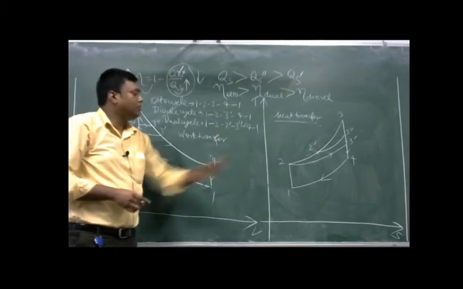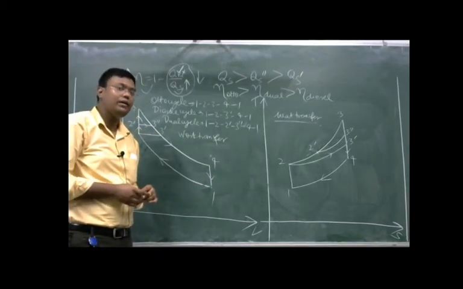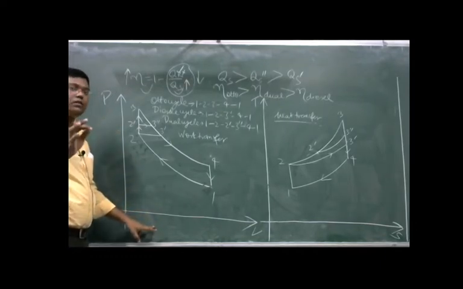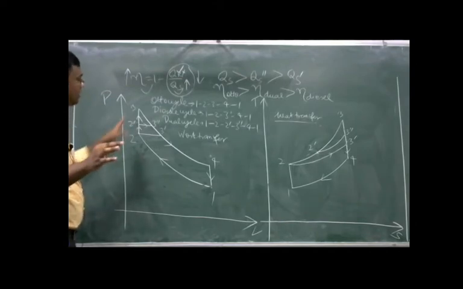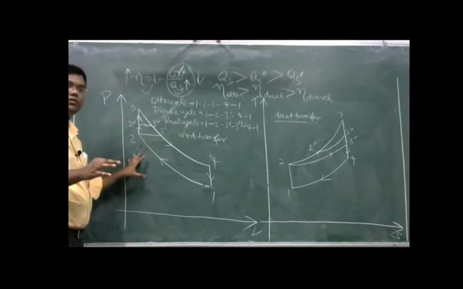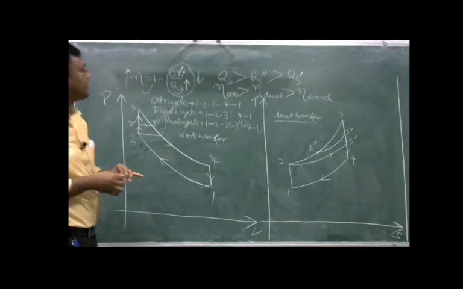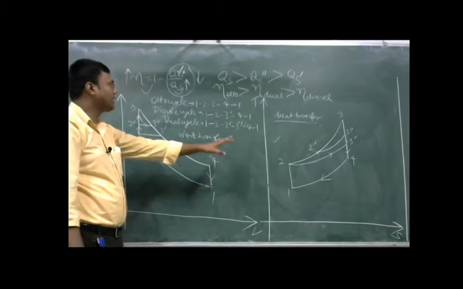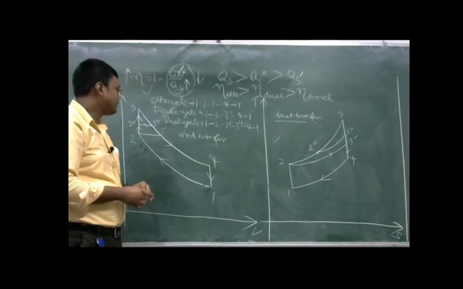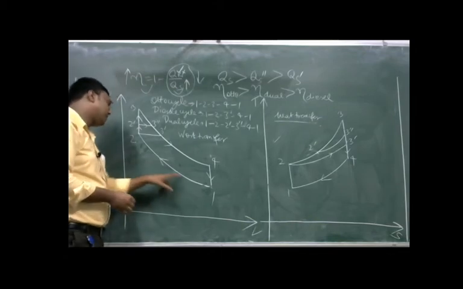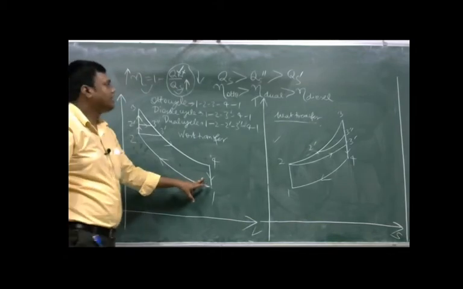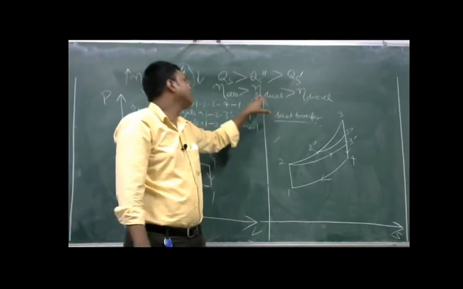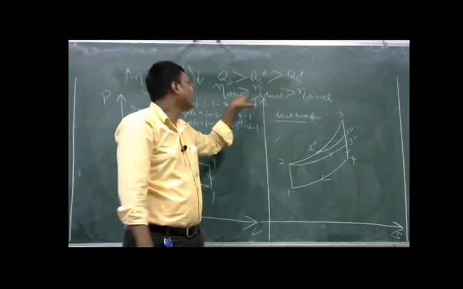That's why the TS diagram is very important. You need not study only the PV diagram. You should know how to draw the TS diagram with the help of the PV diagram, because all the comparison analysis is based on the TS diagram. So from this diagram we can say that for the condition of same compression ratio and same heat rejection, the efficiency of the Otto cycle will be maximum, the efficiency of the diesel cycle will be minimum, and the efficiency of the dual cycle will be in between the Otto cycle and the diesel cycle.